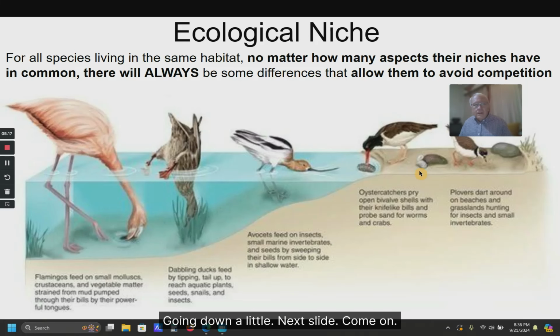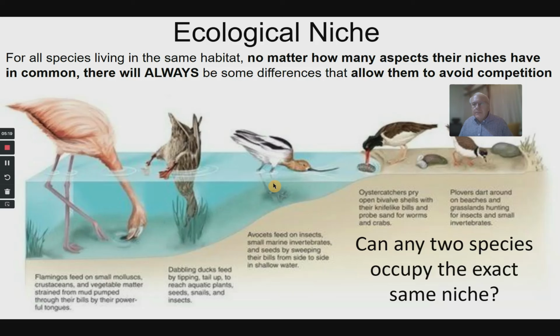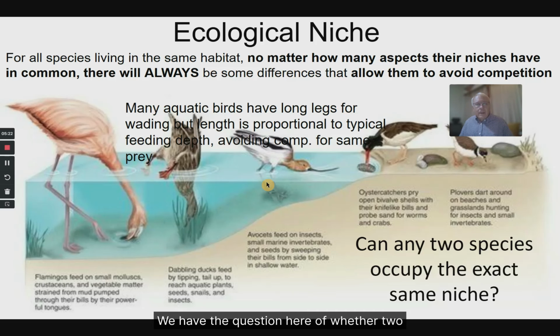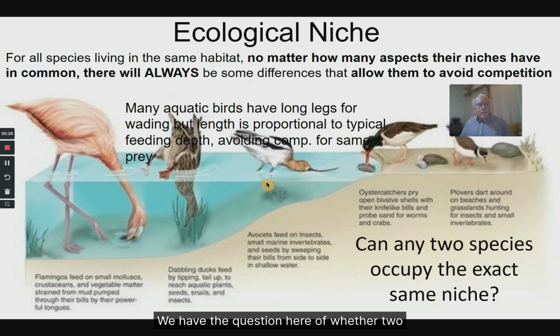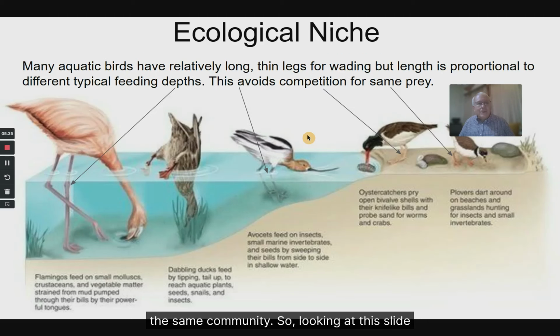Going down a little, next slide. We have the question here of whether two species can occupy the same niche. And the answer really is normally no, definitely not inside the same community.